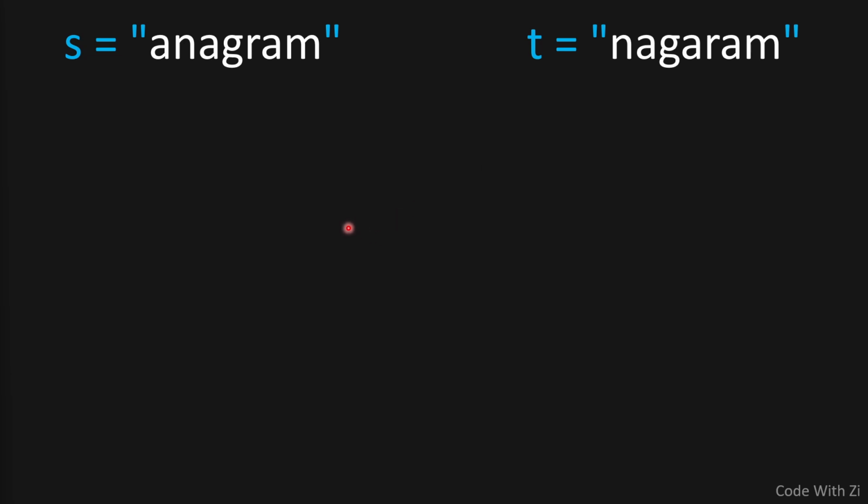In today's video, we're given two strings and we've got to see if they are an anagram or not. If they are, we're going to return true. Now, what is an anagram? Two strings are an anagram if they have the same letters, but the order of the letters is different.